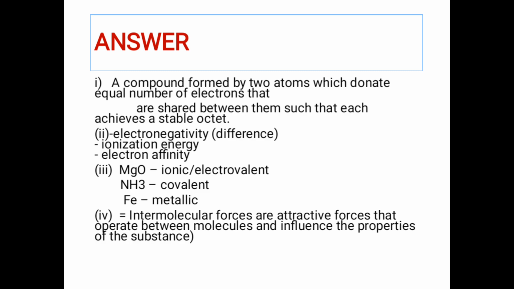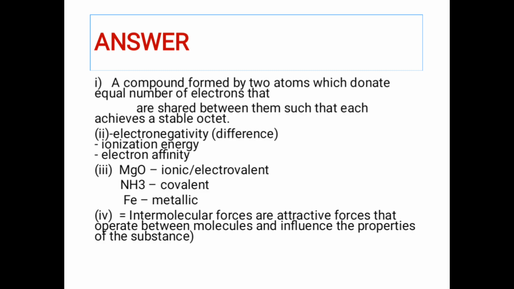We are now looking at factors that determine it. We have mentioned about 5 of them the other time. We have mentioned electronegativity, ionization energy, electron affinity, atomic size, polarity, and so on. And then of course forces of attraction between them. So these are factors that affect formation of covalent bonding.